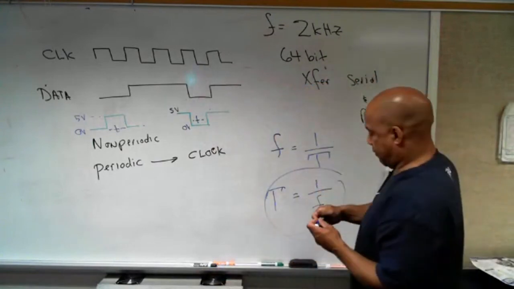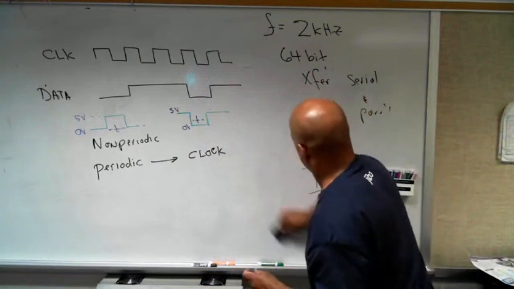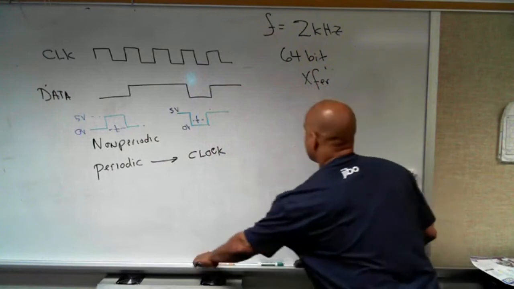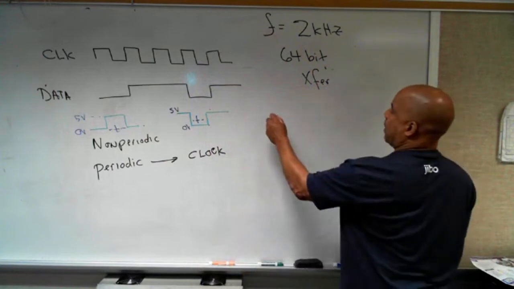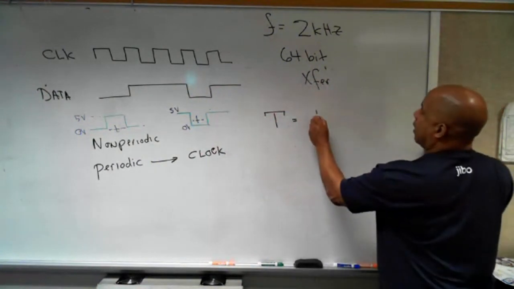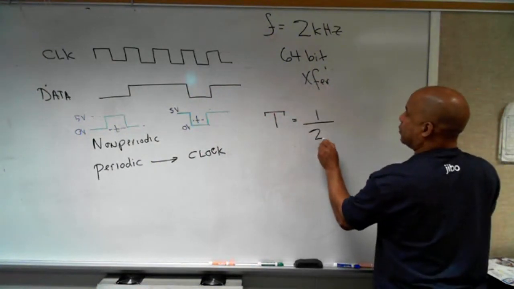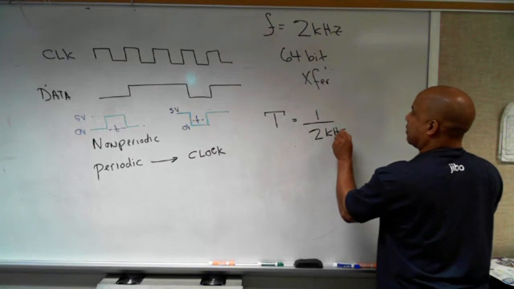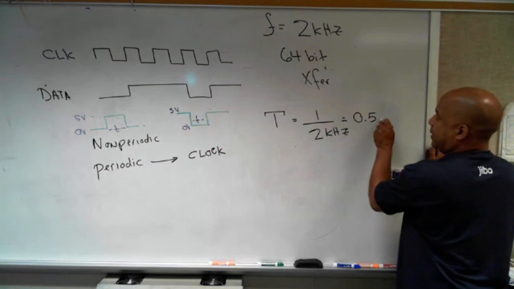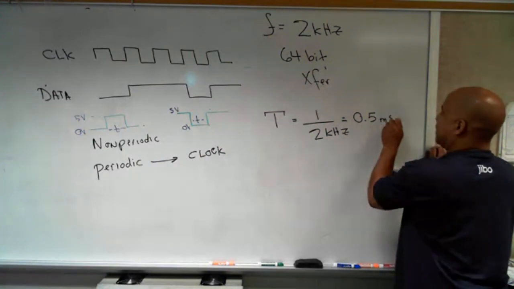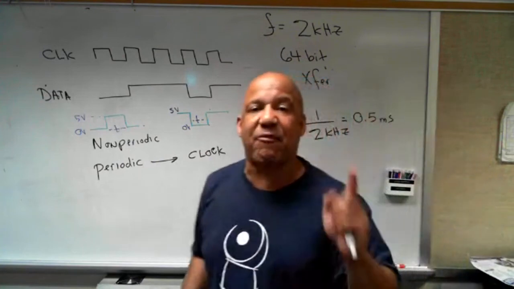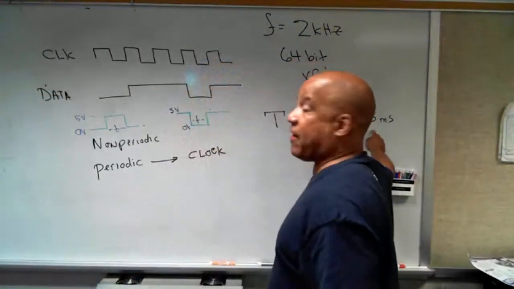So you told me the frequency was 2 kilohertz. So my bit time, or my period, is going to be 1 over 2 kilohertz. That's going to give me 0.5, and if that was kilohertz, this will be in milliseconds. So the bit time, the time for 1 bit, is 0.5 milliseconds.